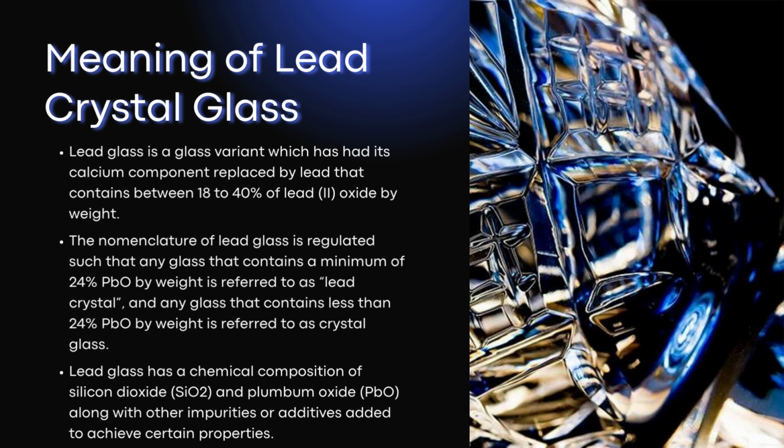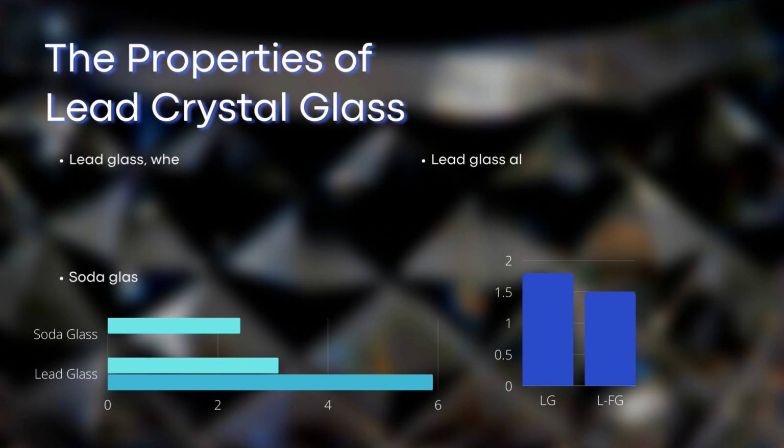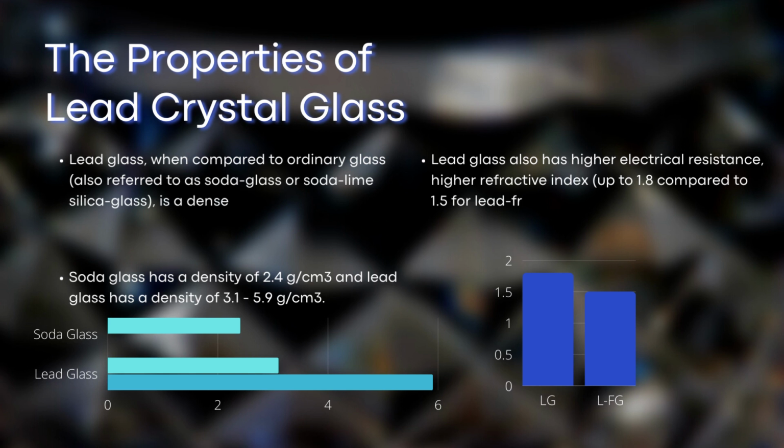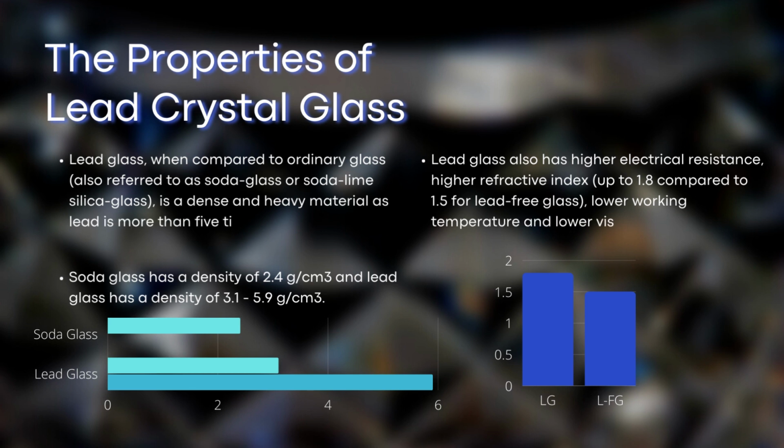Lead glass has a chemical composition of silicon dioxide and lead oxide along with other impurities and additives added to achieve certain properties. Now let's go to the properties of lead crystal glass. Lead glass, when compared to ordinary glass, also referred to as soda glass or soda lime silica glass as we learned before, is a dense and heavy material as lead is more than 5 times as heavy as calcium. Soda glass has a density of 2.4 g/cm³ while lead glass has a density of 3.1 to 5.9 g/cm³.